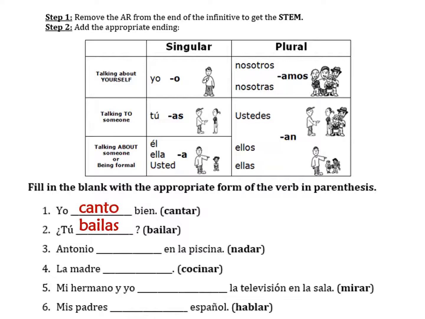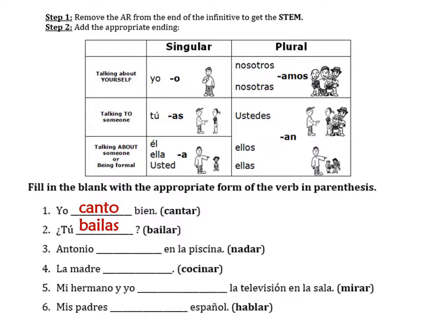So now, Antonio is not in our chart. We need to decide who he is. Here I'm going to give you a little hint and a little help reading this chart. You'll notice on the left at the very top, it says singular. That's because all of the people in that column are singular. They are one person. Yo, I, tú, you, él, he, ella, she.